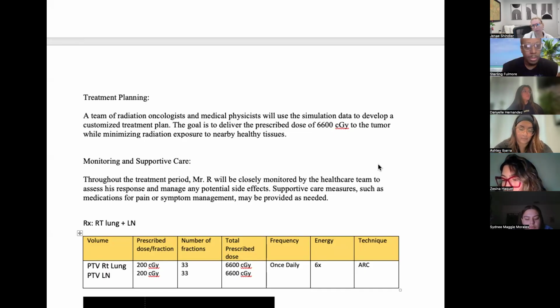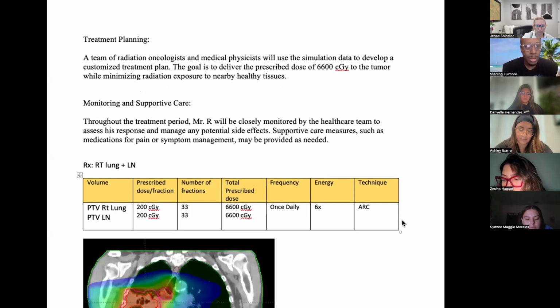Sterling, monitoring and supportive care. Throughout the treatment period, Mr. R will be closely monitored by the healthcare team to assess his response and manage any potential side effects. Supportive care measures such as medications for pain or symptom management may be provided as needed.